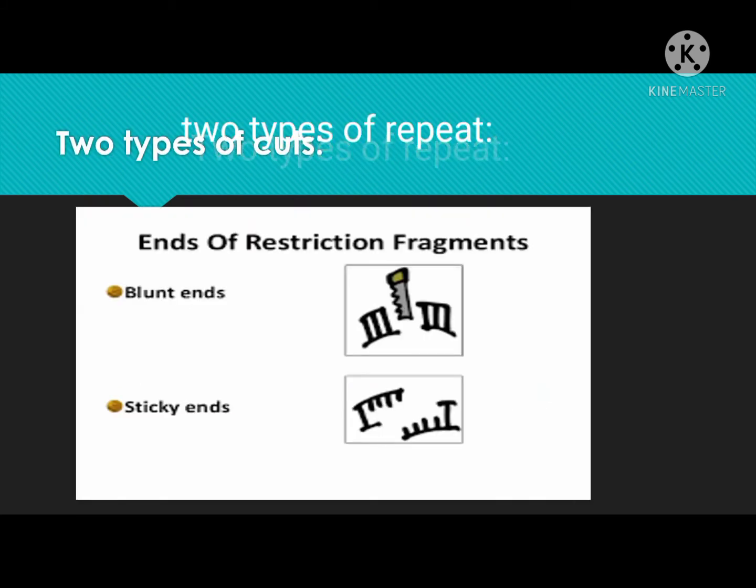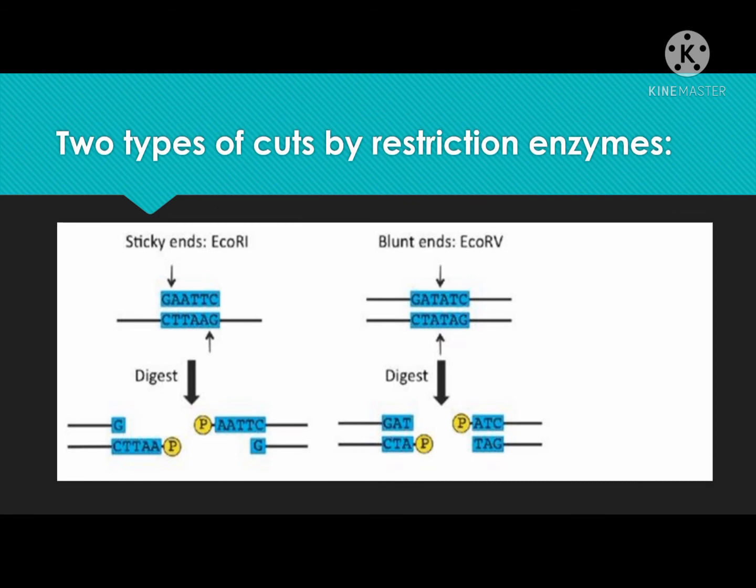Types of cuts. Restriction enzymes form two types of cuts. One is the blunt end cut. This is the blunt end cut. The other one is the sticky end cut. This is the sticky end cut. Two types of cuts by restriction enzymes.